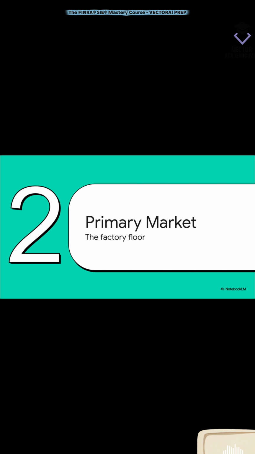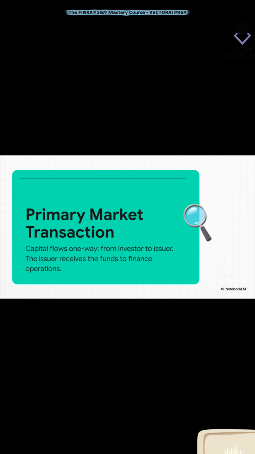Okay, let's head up to the source, the headwaters. Section 2, the primary market. I want you to think of this as the factory floor. This is where new securities are literally built from scratch to raise fresh capital for the very first time. And pay close attention to the direction of the flow here. It's a one-way street. In the primary market, the money flows from the investor directly to the company or the government body issuing the security. This is not investors trading with each other.